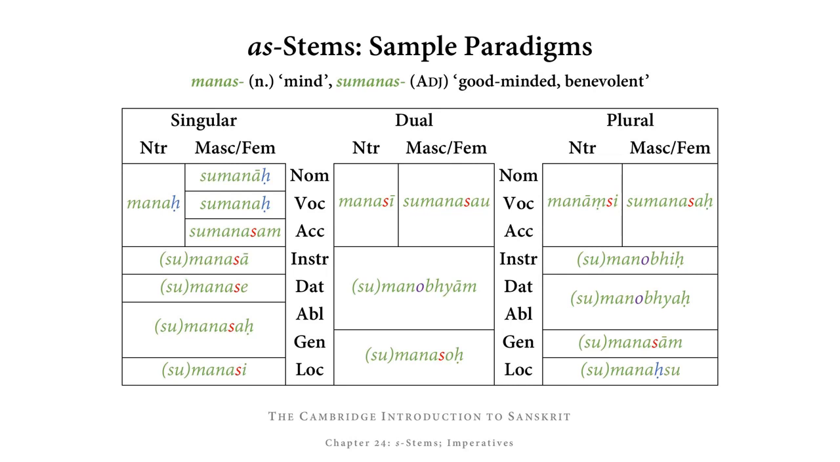Finally, in the genitive and locative, we have an ending that begins with a vowel, os, and again in front of this vowel, o, at the beginning of os, the as remains unchanged, and so we have a genitive locative form, manasoḥ. Then the nominative, vocative, accusative plural is perhaps a little unexpected.